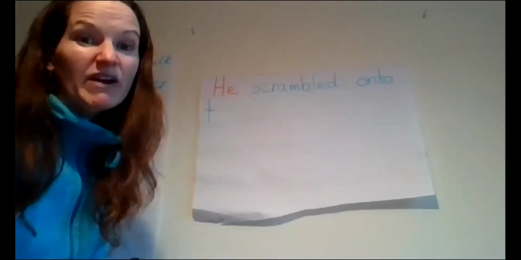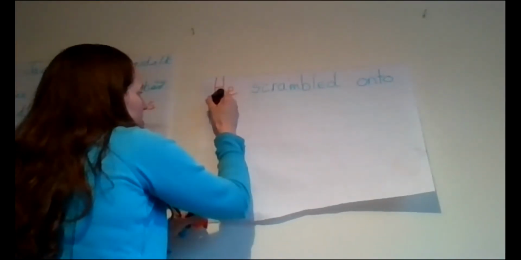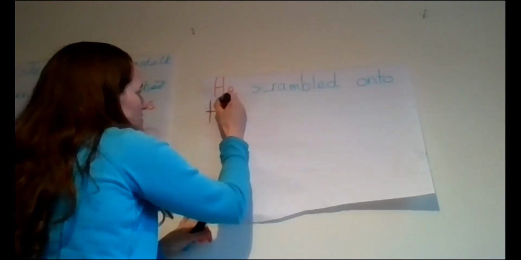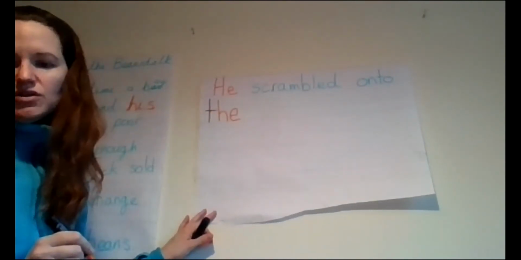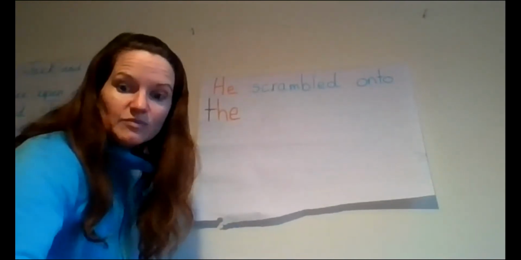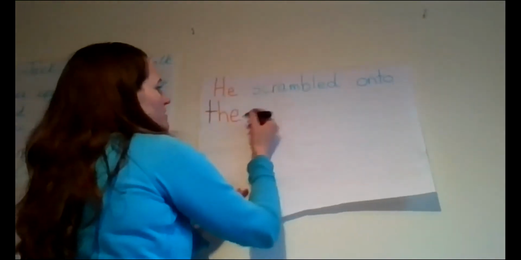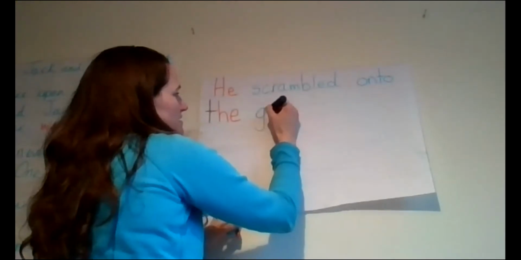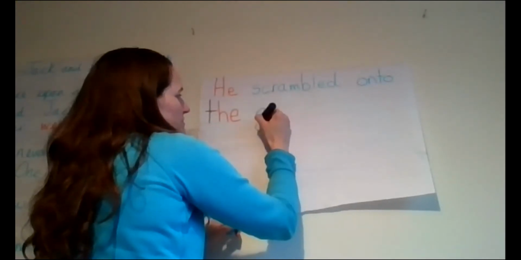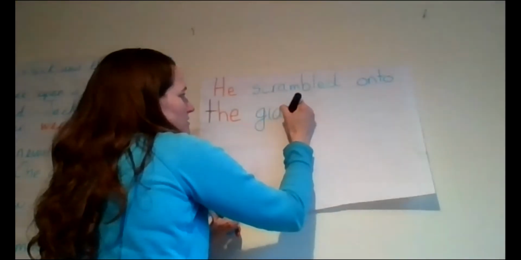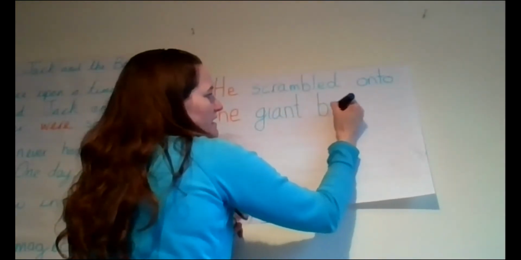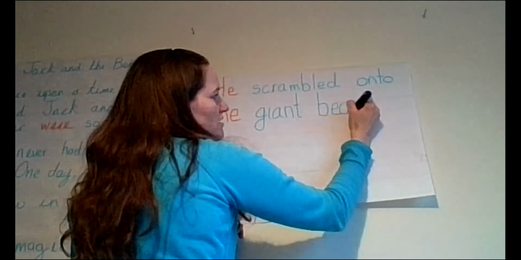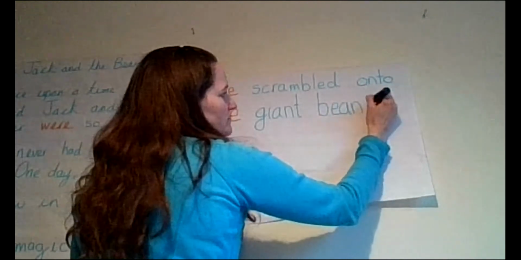I'm going to write this one in red, actually, because this is another one of our red words that we should know. He scrambled onto the giant beanstalk. You all know how to spell giant after this. The giant. And there's our word here, beanstalk, our phonic sound.